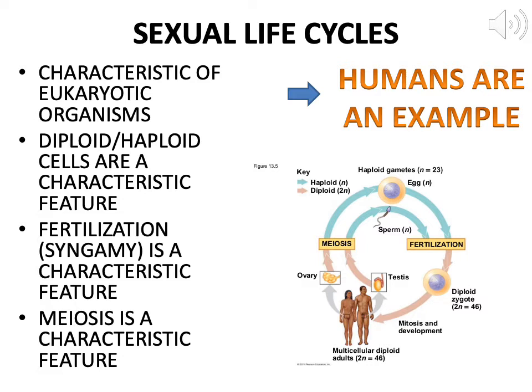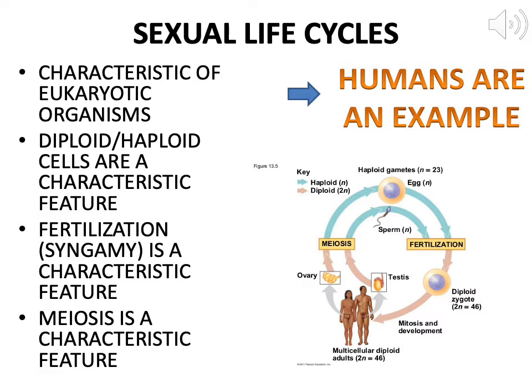Sexual life cycles are characteristic of all eukaryotic organisms. In other words, if you're an animal, if you're a plant, if you're a protist or a fungus, you are going to have a sexual life cycle. Bacteria or prokaryotes, on the other hand, do not. So diploid and haploid cells are a characteristic feature of a sexual life cycle. Fertilization is a process by which two haploid cells, commonly called sex cells, fuse and form a zygote.